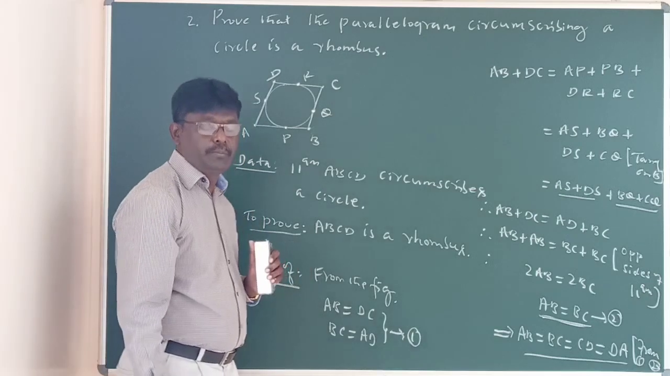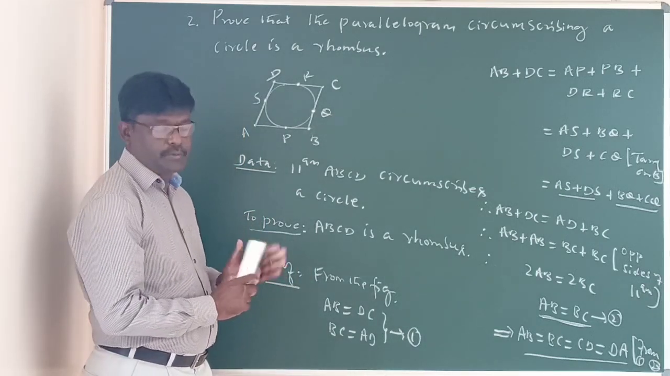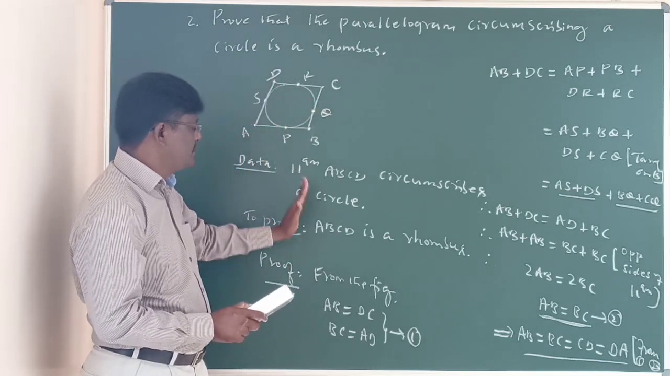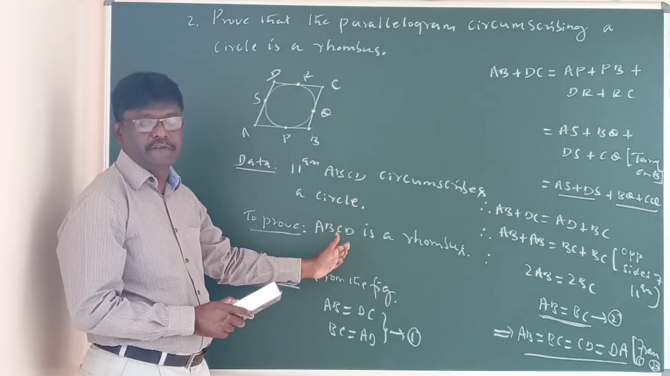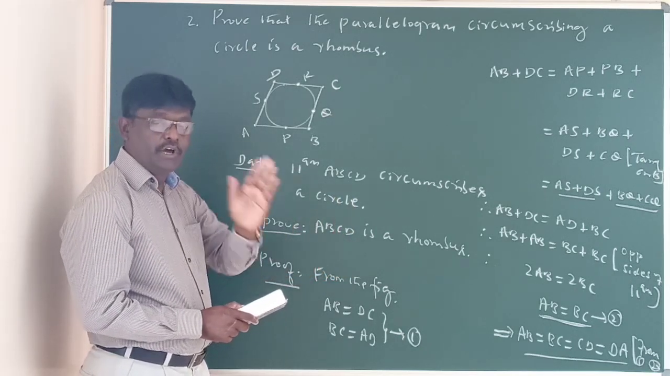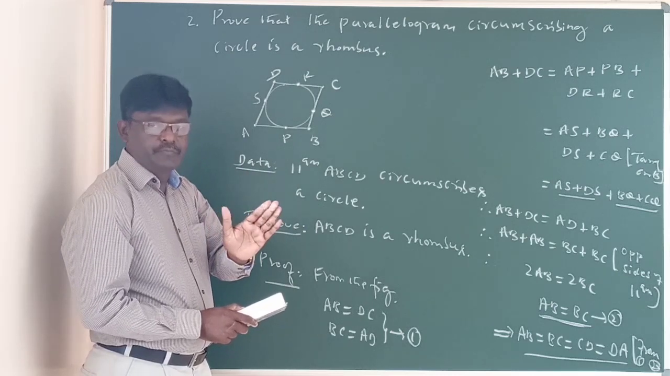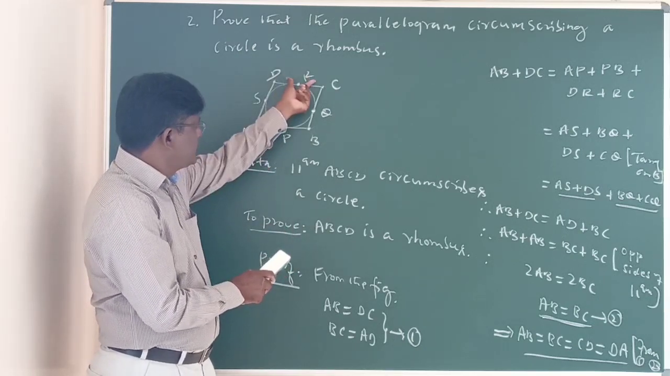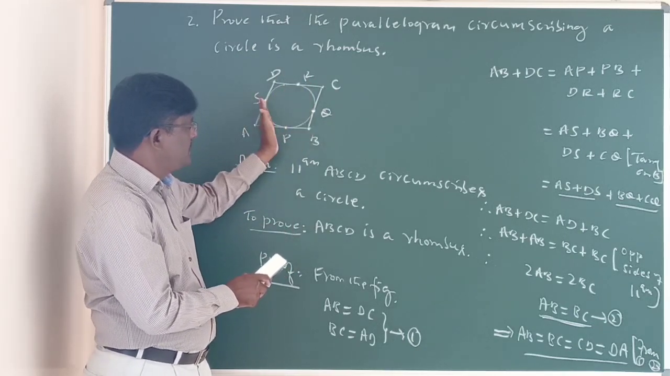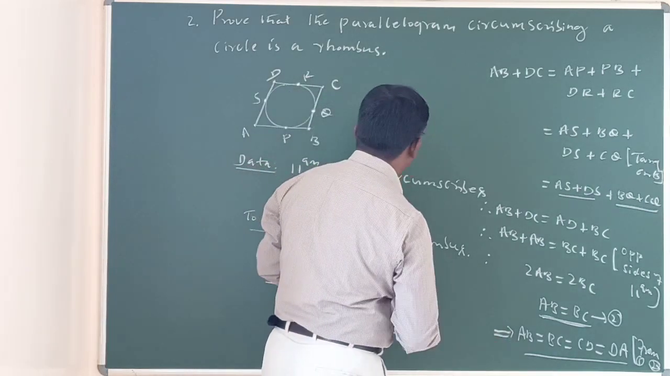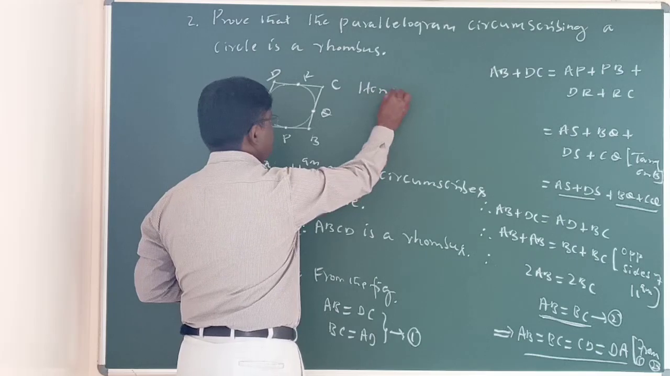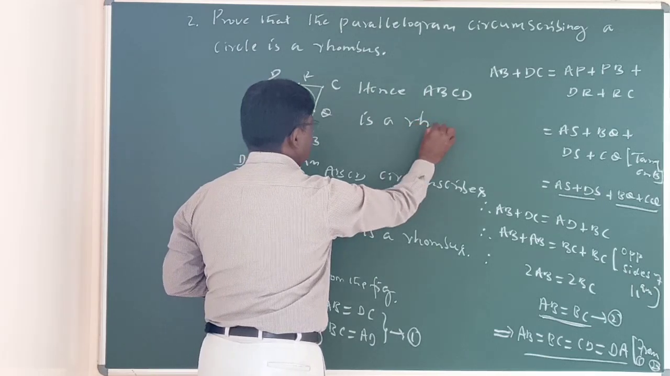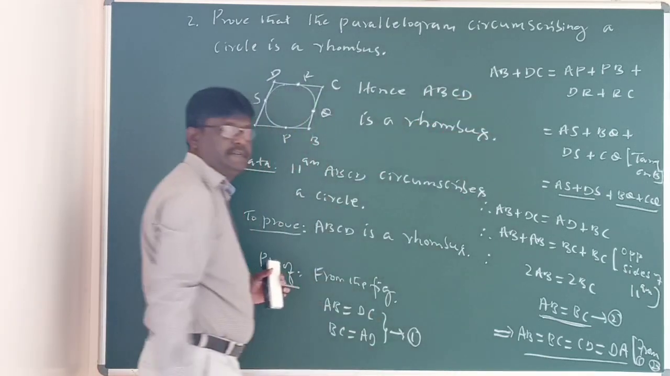Hence in a parallelogram, if all the sides are equal, it is nothing but a rhombus. We already know opposite angles are equal in both cases. Only regarding sides was there a difference, and we have proved that opposite sides are not only equal, even all the sides are equal. Hence, just below that you write, hence ABCD is a rhombus.